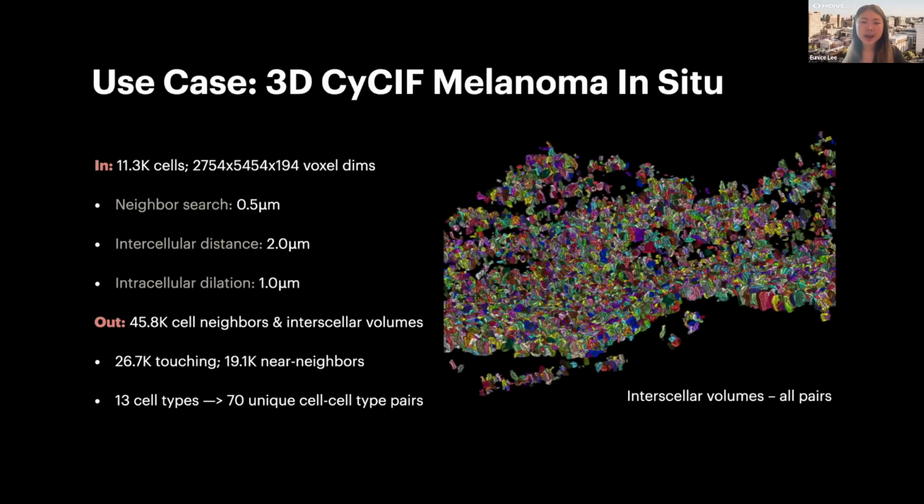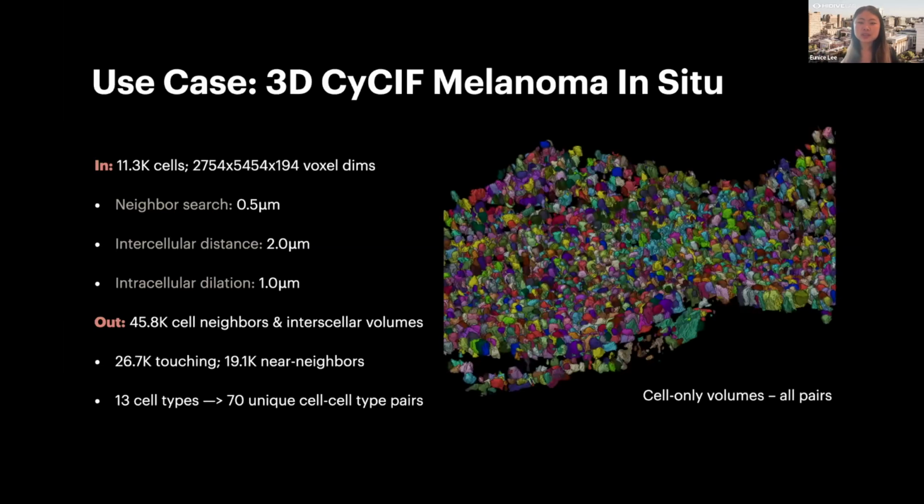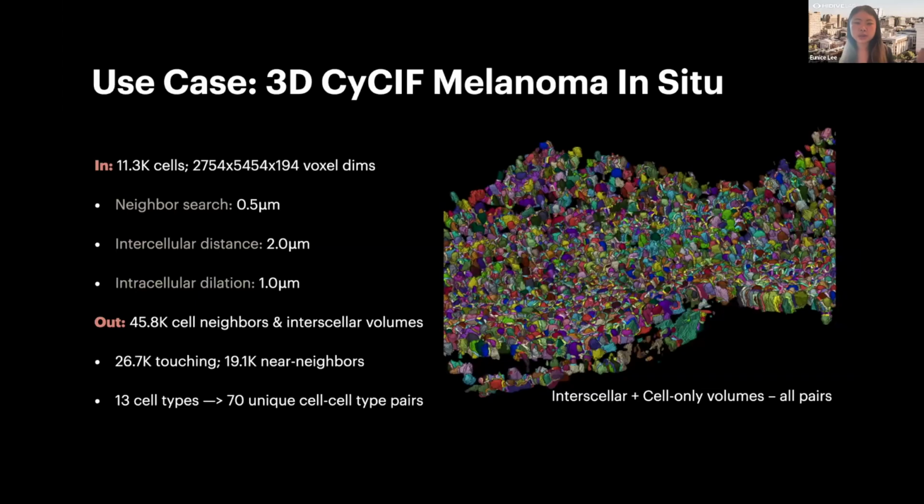And this is what we had as our output for everything together with the cells and all of their intercellular volumes. What you see on the right side here is just the intercellular volumes between the cells, and we were able to identify around 45,000 cell neighbors from this data set and compute intercellular volumes for that, where around 26,000 were touching neighbors and 19,000 were near neighbors. And for 13 different cell types that were present in the data, InterSCellar essentially found around 70 unique cell-to-cell type pairs. So this would be the cell-only volumes, subtracting out that intercellular volume from the original segmentation. And you see a fuller picture here with all of those volumes in between.